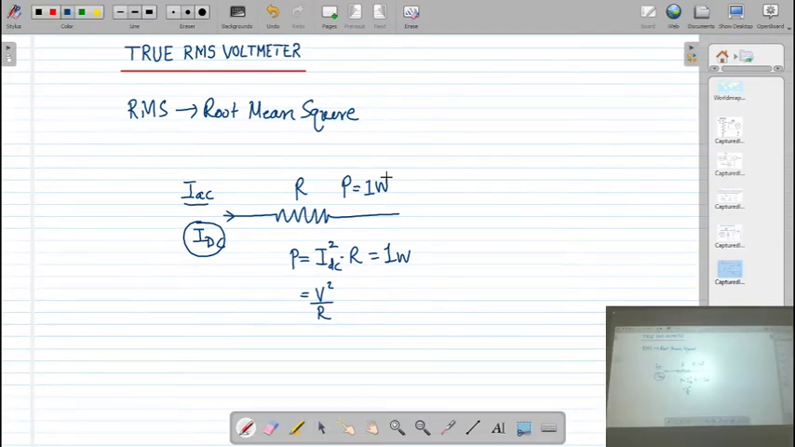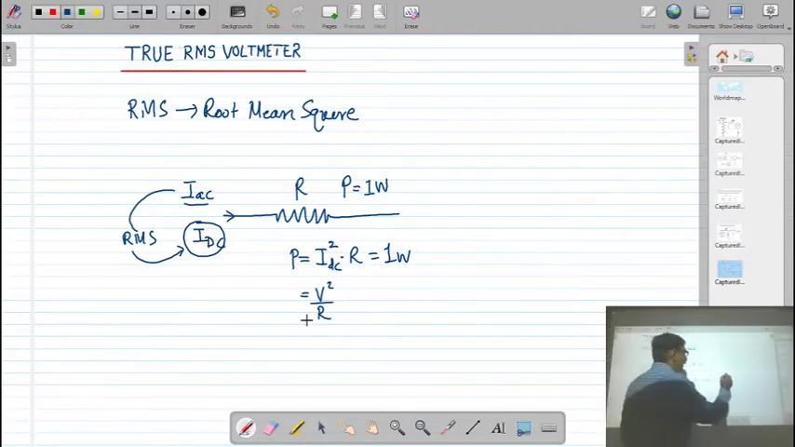So what it means? When we pass the DC current, power dissipation is 1 watt, and if we pass the AC current, in that case also the power dissipation is 1 watt. It means that the RMS value of this AC current is equivalent to a DC. Either you pass a DC or you pass AC, in both cases the power dissipation has to be the same.